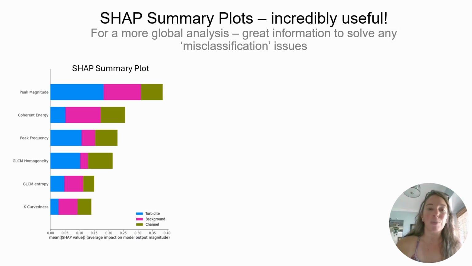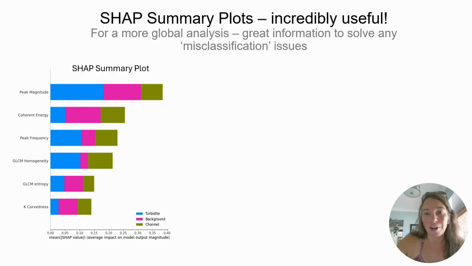Right now what I'm showing you is a very basic SHAP summary plot. We've got our 6 different attributes that were put into the random forest model, and we've got our 3 different classifications. In this case, blue is turbidite, pink is background, and the olive color is channel. What you can notice is that there are different lengths of bars. Peak magnitude has the longest bar.